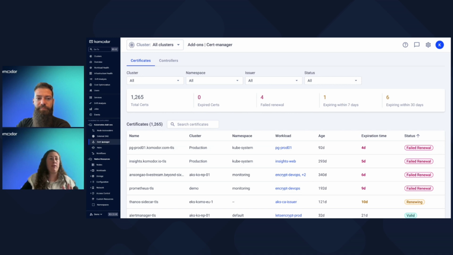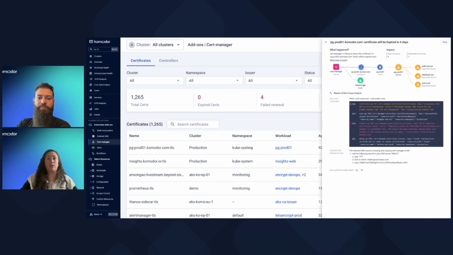So you have this Cert Manager view dashboard that basically shows you everything around Cert Manager. So you can see the status of each certificate. You can see how many of them fail to renew. You can see how many of them are about to expire, so you can take action in advance. You can see how many of them are already expiring. And you can, of course, dive into each one of them, see all the connections and the links between things.